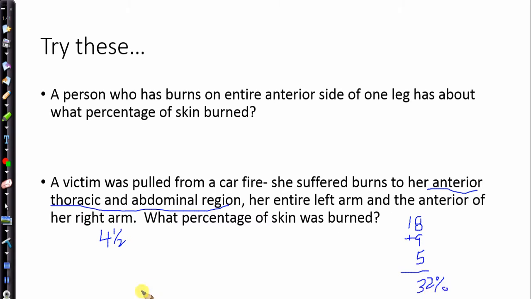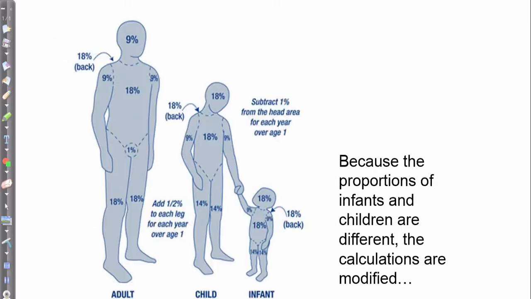Why do we care about that? Why do we care about the amount of burn area anyway? Well, burn area is going to be very important to prognosis, which we'll get to in a second. Before I mention that, though, we've been talking about the rule of 9s for adults. This is true for adults, but it's not true for children and not true for infants because they're proportionally different. So there's some slightly different calculations you would use for an infant versus a child versus an adult.